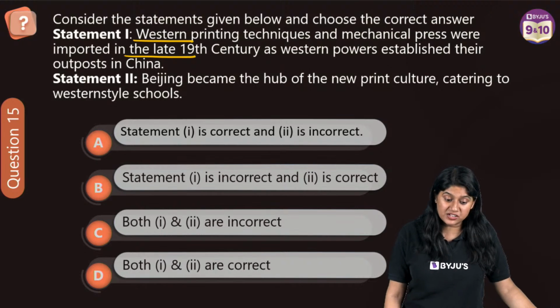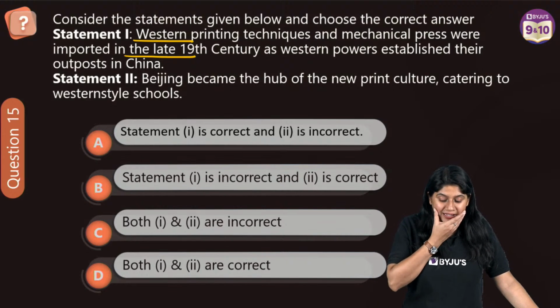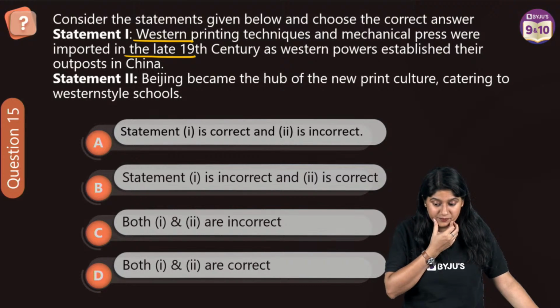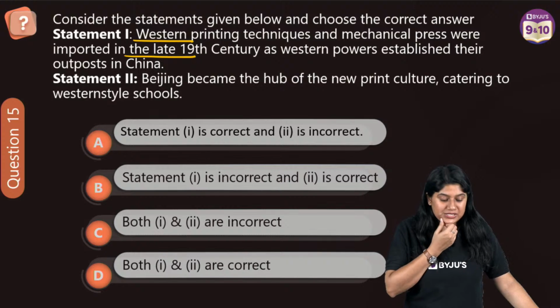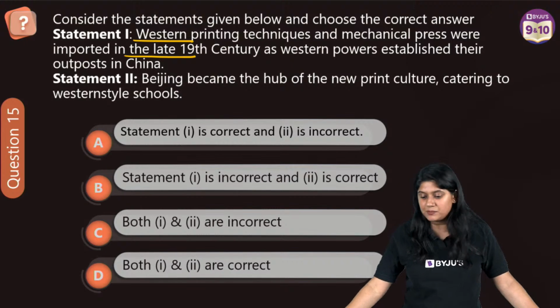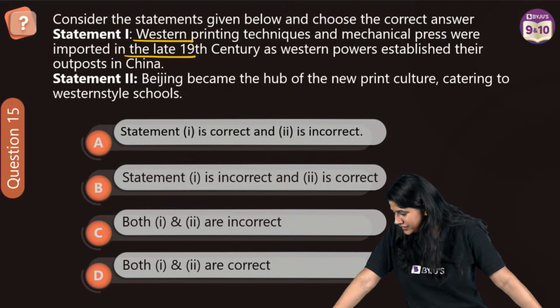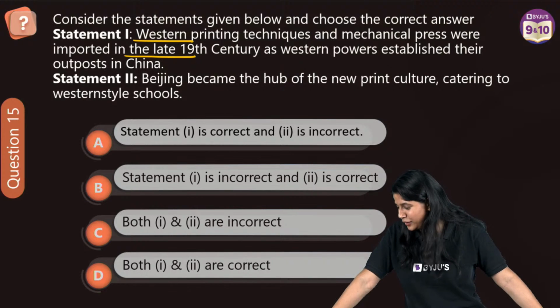Yeah, so we know that Western printing technique and mechanical press were imported in the 19th century as Western powers established their outpost in China. Okay, right? Statement 2 is that Beijing becomes the hub of new printing culture. What do you think will be the correct answer? Yes, very good everyone. I can see the majority of you are voting for not the correct answer.